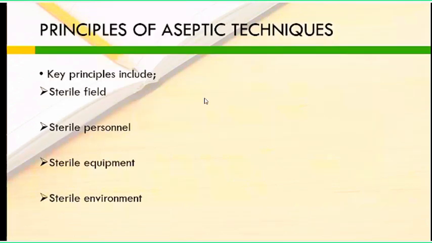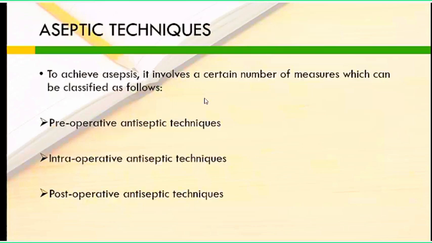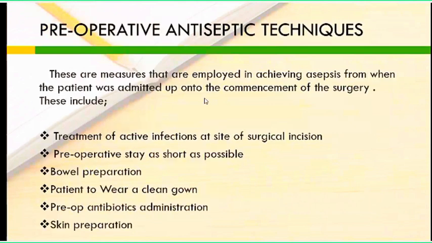What are the principles of aseptic techniques? You have 4 key principles, which include, 1, maintaining a sterile field, a sterile personnel, then use of sterile equipment, and aseptic procedure should be done in a sterile environment. Aseptic technique itself can be classified as follows. 1, you have the pre-operative aseptic technique, you have the intraoperative aseptic technique, and you have the post-operative aseptic technique.